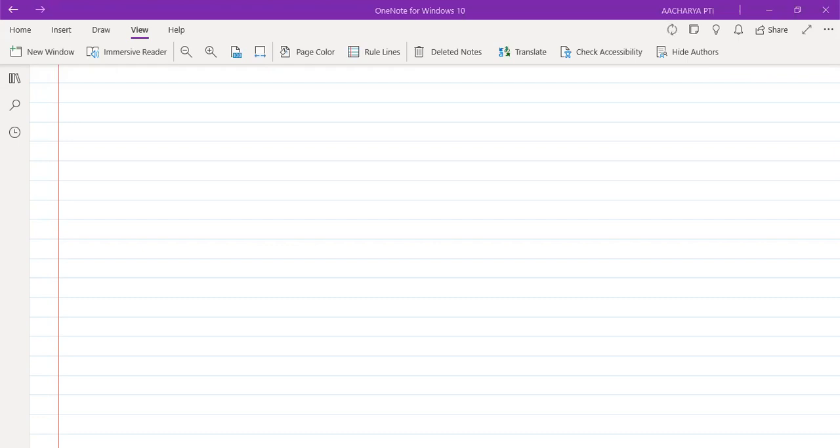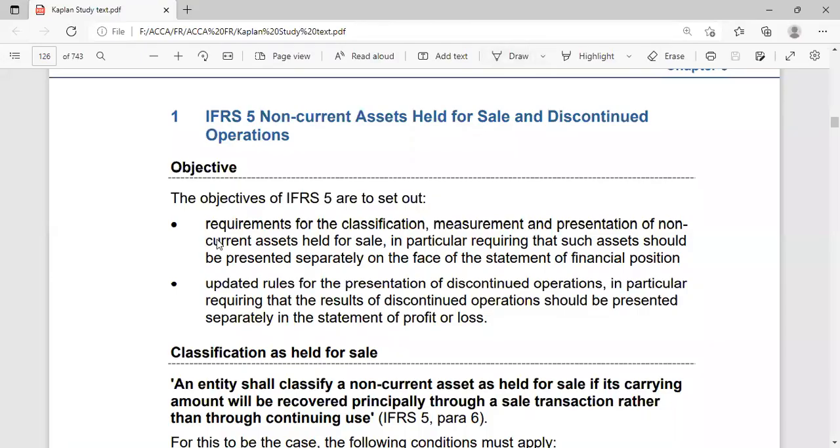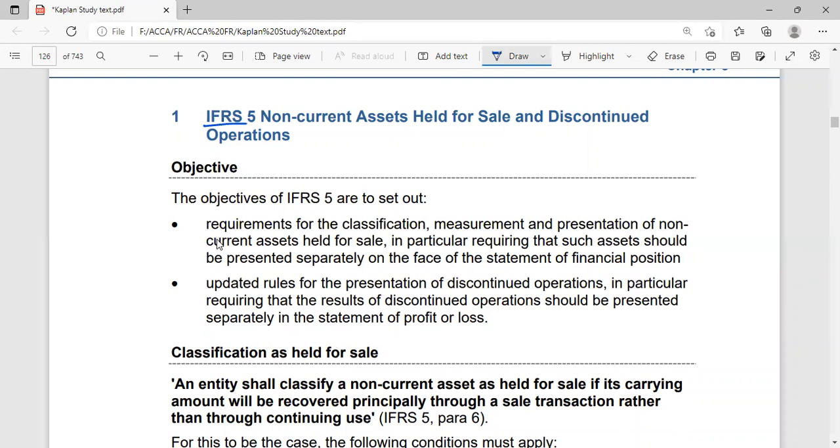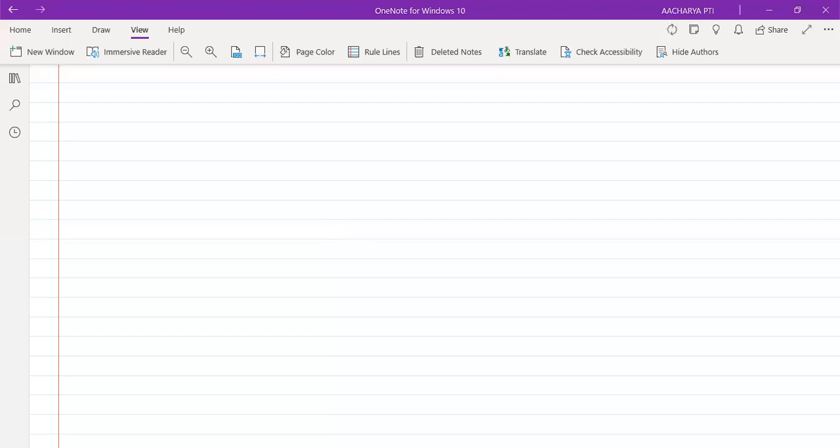Our topic is IFRS 5: non-current asset held for sale and discontinued operations. So that is what IFRS 5 is.